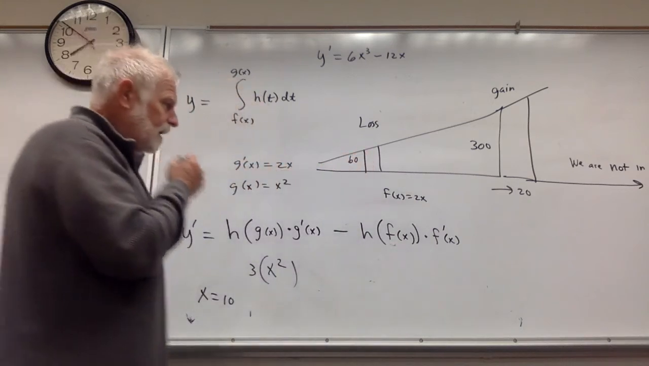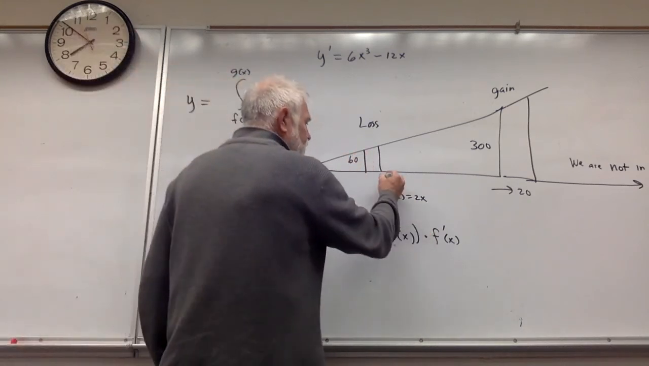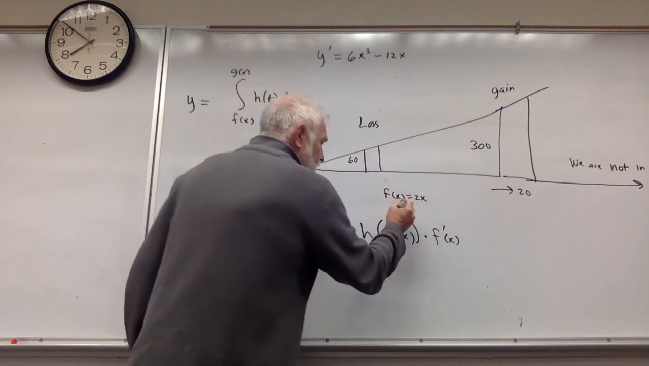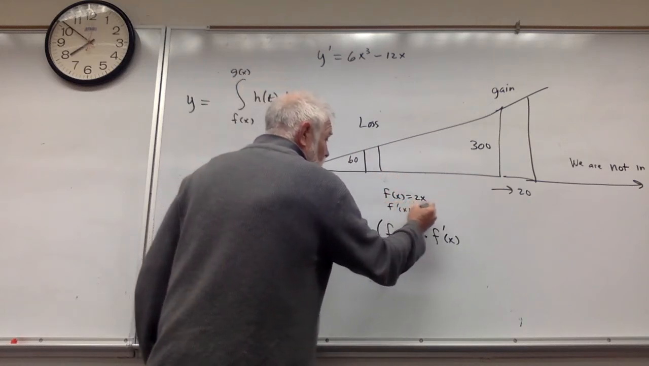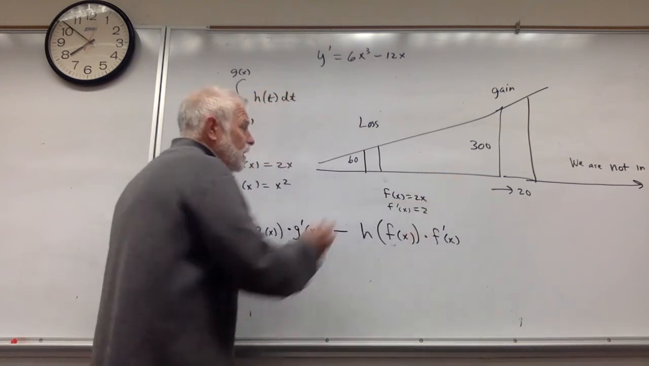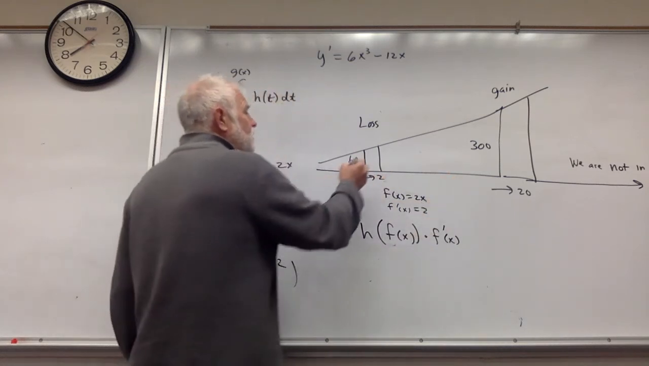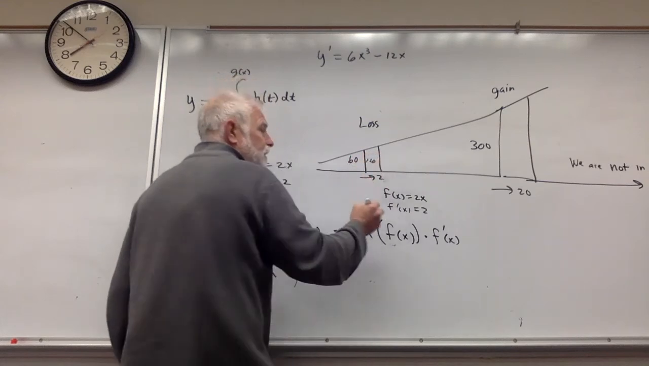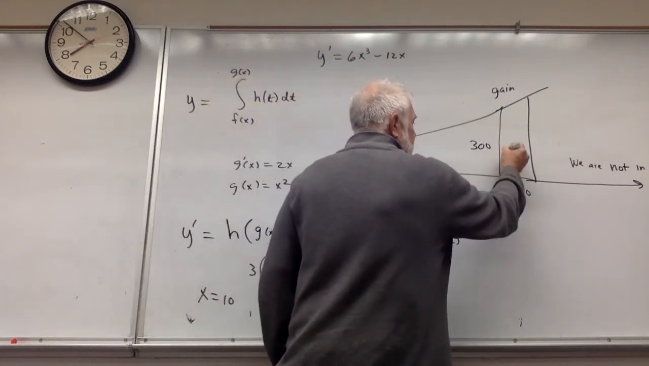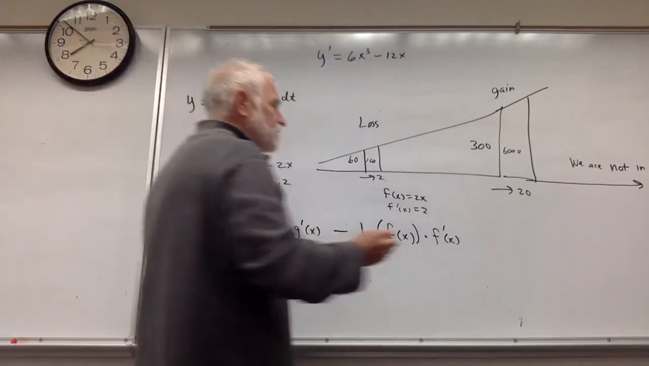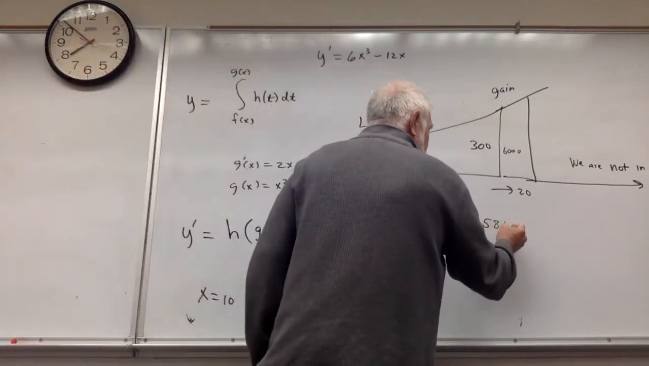And f prime of x, well, that's where I'm going to put f prime of x is equal to 2. You know, linear functions, constant rate of change. So I'm moving in this direction at 2. Oh, there's our 120 loss and our 6,000 units of gain. Net change, 5,880.